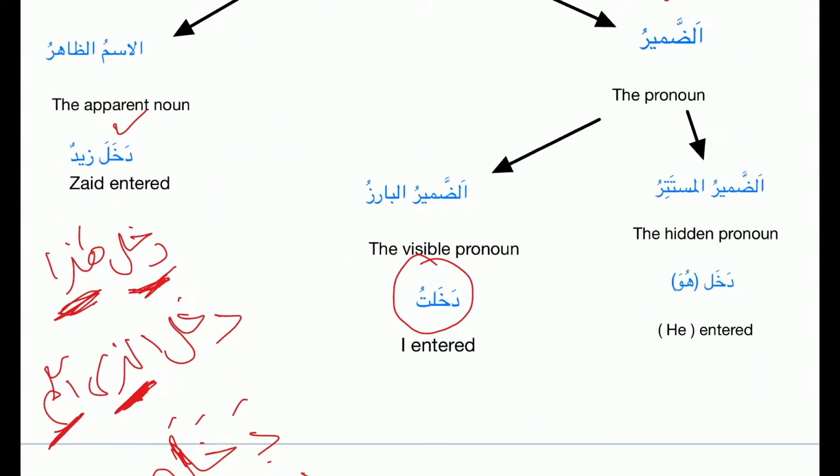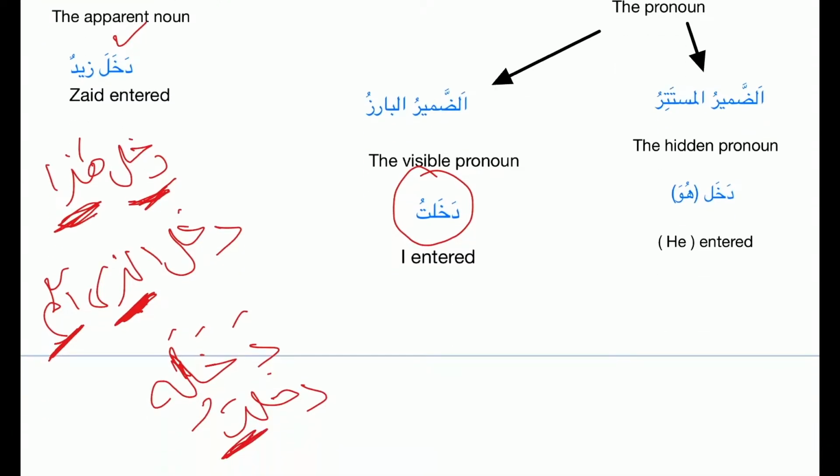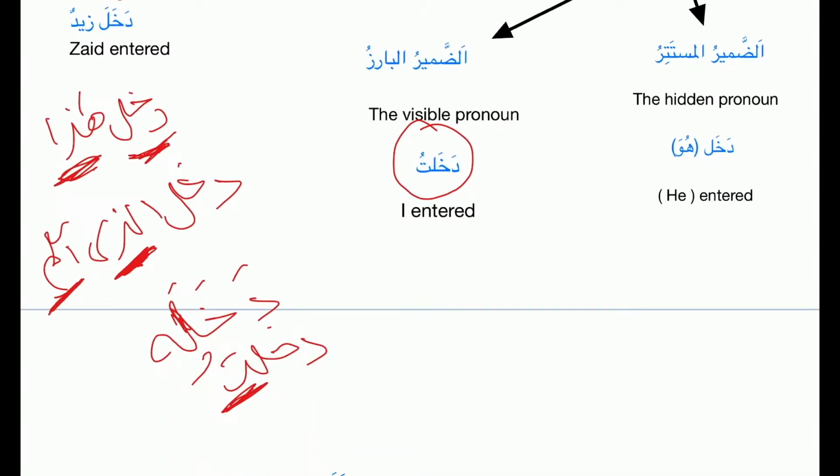So this is a better example, dakhaltu. Here the fa'il, the zamir, is attached. It's easy, dakhaltu. Hudhaifa, fa'il can be either in the form of ism zahir, like dakhala zaydun, or fa'il can be in the form of a zamir. And zamir can be either bariz, meaning visible, like dakhaltu, or the zamir can be in the form of mustatir, you cannot see it.